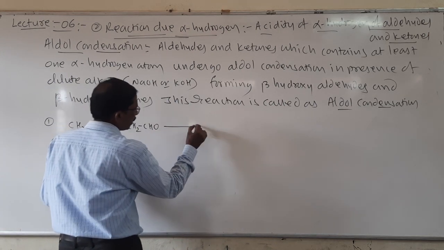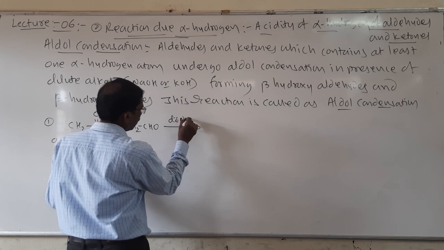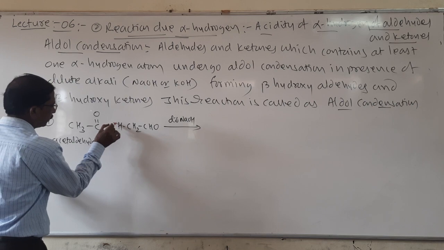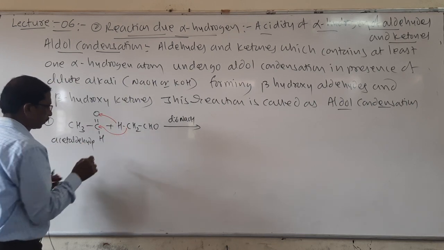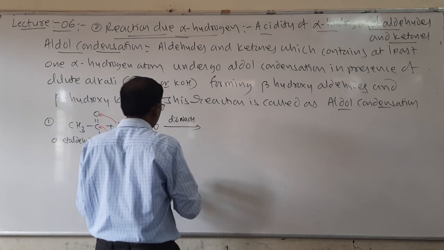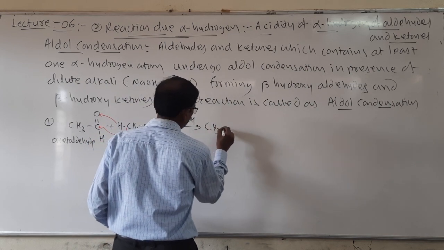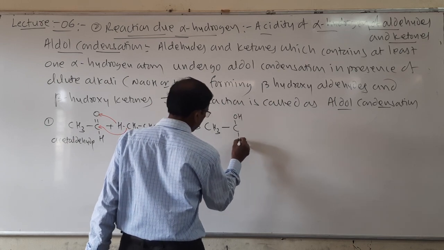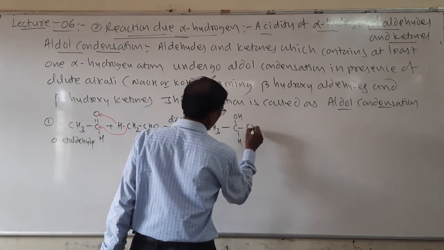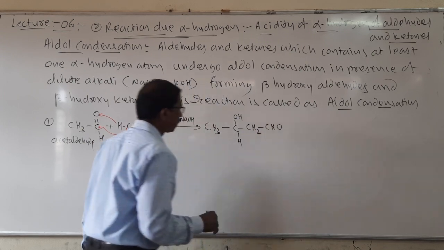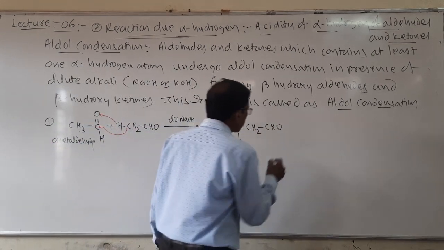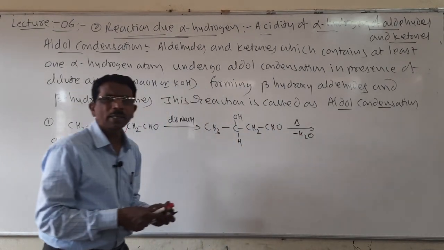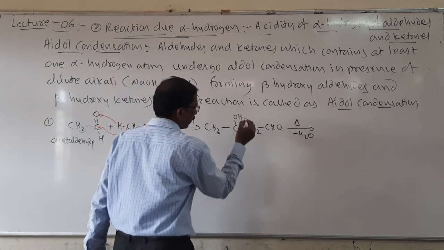Then in the presence of dilute NaOH, look here, it forms CH3CH(OH)CH2CHO. Look here, students, and when this product is heated to high temperature, it loses a water molecule. The water is removed. Look here, water is removed.